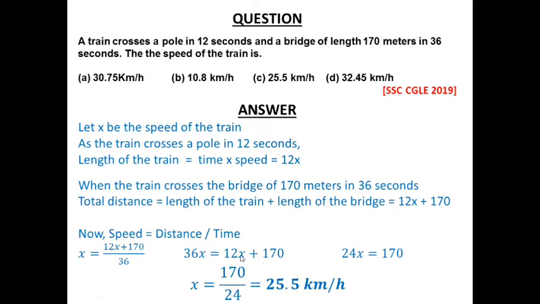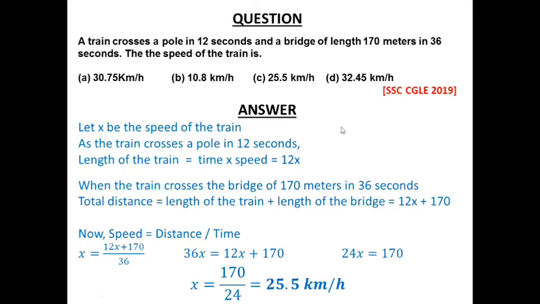Now I'm taking this 12x to the left-hand side. So 36x minus 12x will become 24x. 24x is equal to 170. When you divide, we get x equal to 170 divided by 24, which is equal to 25.5 kilometer per hour. So for this question, the correct answer is option C, 25.5 kilometer per hour.